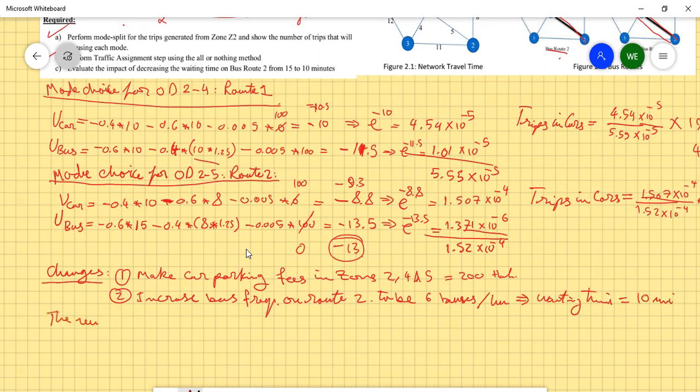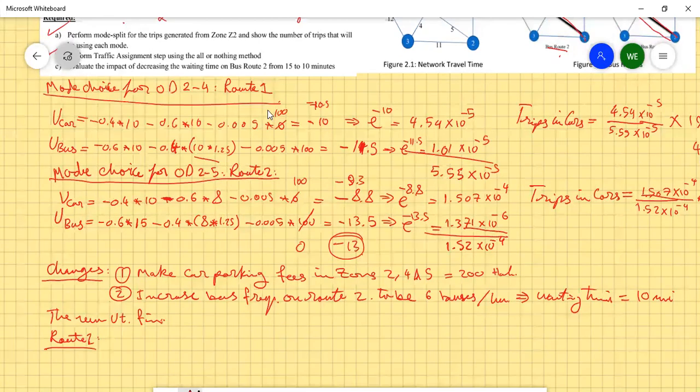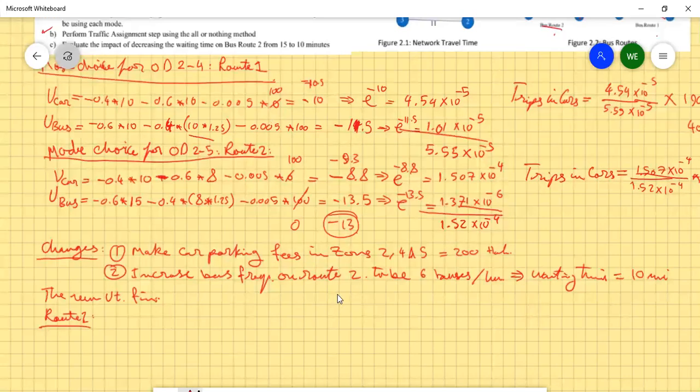The new utility functions. Let's check on route 1. Route 1 only we changed the parking fees, but the frequency didn't change. So U car equal minus 10 minus 0.005 multiplied to 100, which is minus 11. U bus, utility for bus, is basically the same, did not change, minus 11.5.